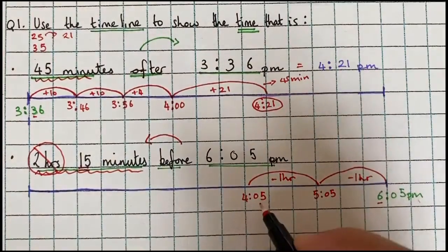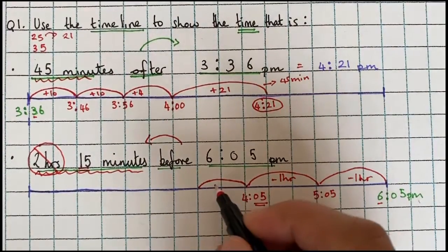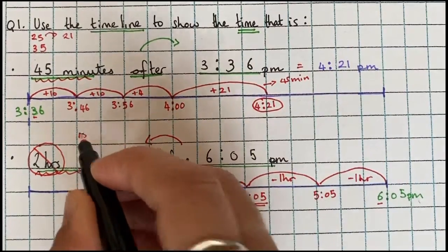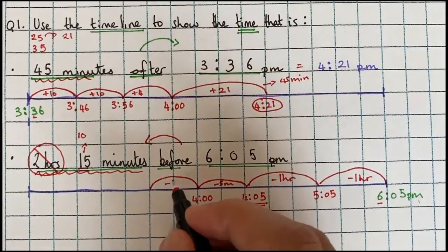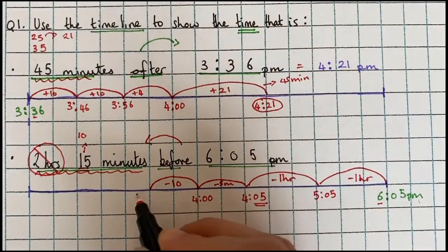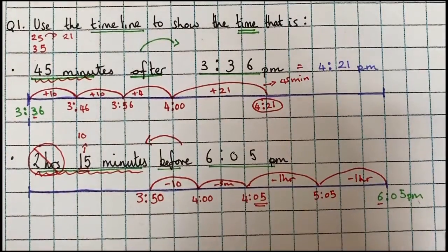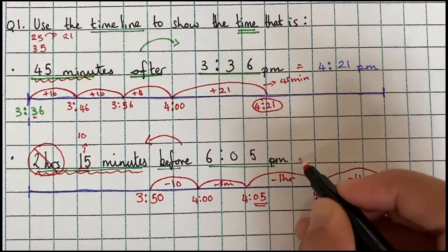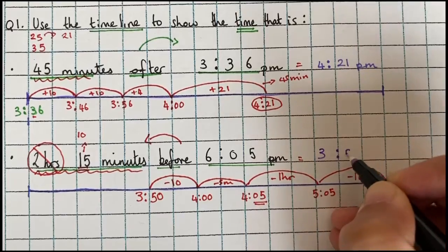Now I've got 15 minutes to jump. So let's look at the minutes and let's jump 5 minutes before. What does that give us? 4 o'clock. Now I've got 10 minutes to jump. What is 10 minutes before 4 o'clock? Can you work it out? Yes, it's 3:50, so it goes to the hour before 4. Okay, so 2 hours and 15 minutes before 6:05 is 3:50 p.m.